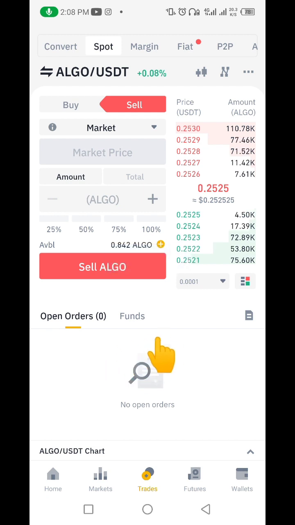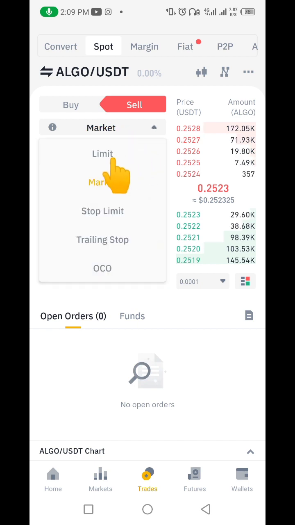Okay, so I want to believe now you got the idea about how to hold coin on your crypto wallets, on the spot wallet, and how to make money from it. So you can either use, like I rightly said, the market price, or you can use the limit price, to execute this order.